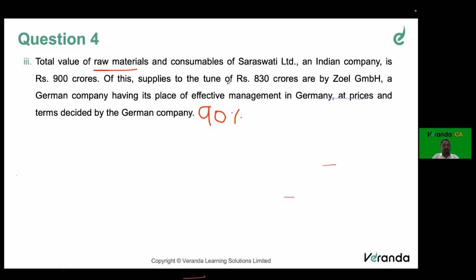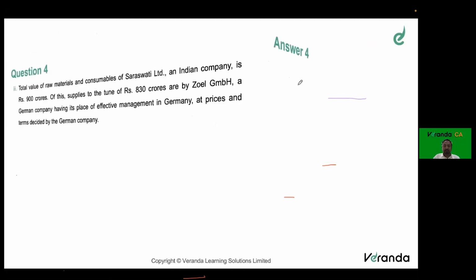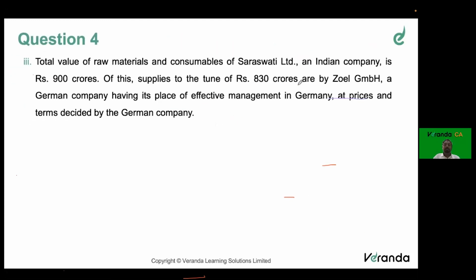So what does it say? Here it says an Indian company, again Saraswati here. Saraswati is around 900 crores. That is, total value of raw materials is 900 crores. So of this, supplies to the tune of 830 crores are only from one particular entity, that is Joel GmbH, which is a German company having its PoEM in Germany, which means it's a non-resident. So now, what is the scenario? Whether they will be treated as associated enterprise or not.